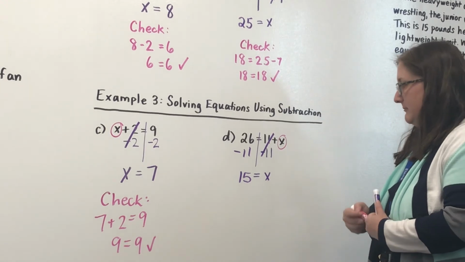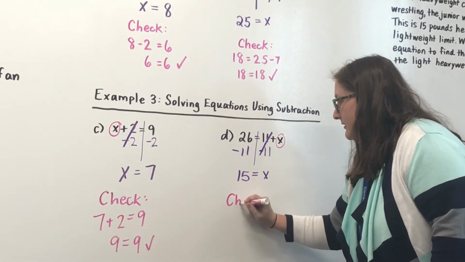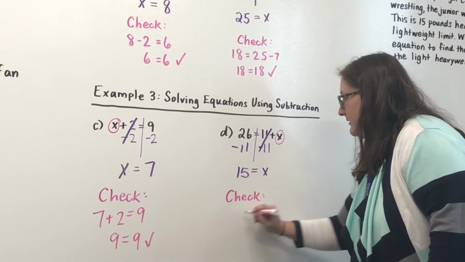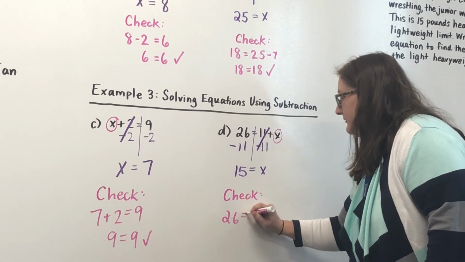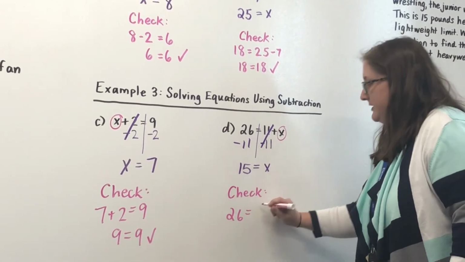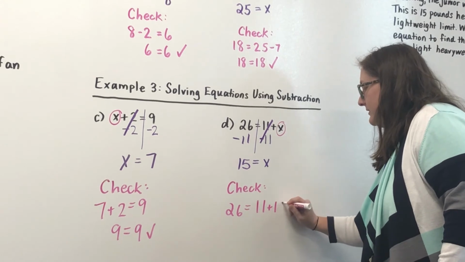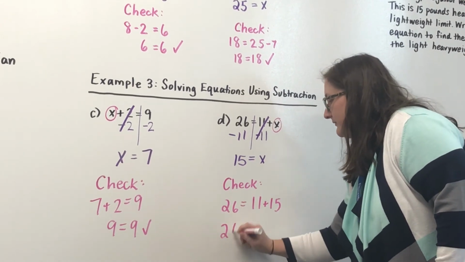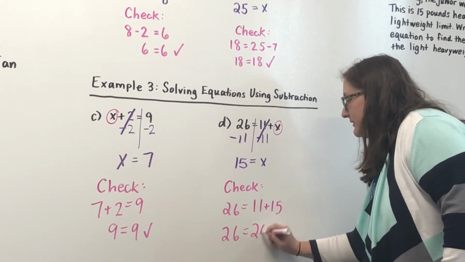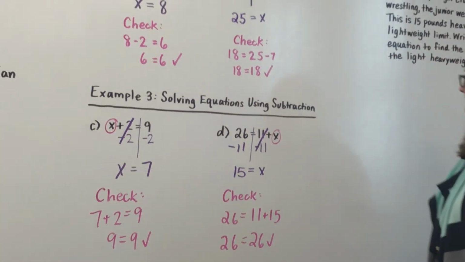So I'm going to check my answer. I have 26 equals, instead of x, I'm going to write 15. So 11 plus 15. 11 plus 15 does equal 26, so my answer checks out.